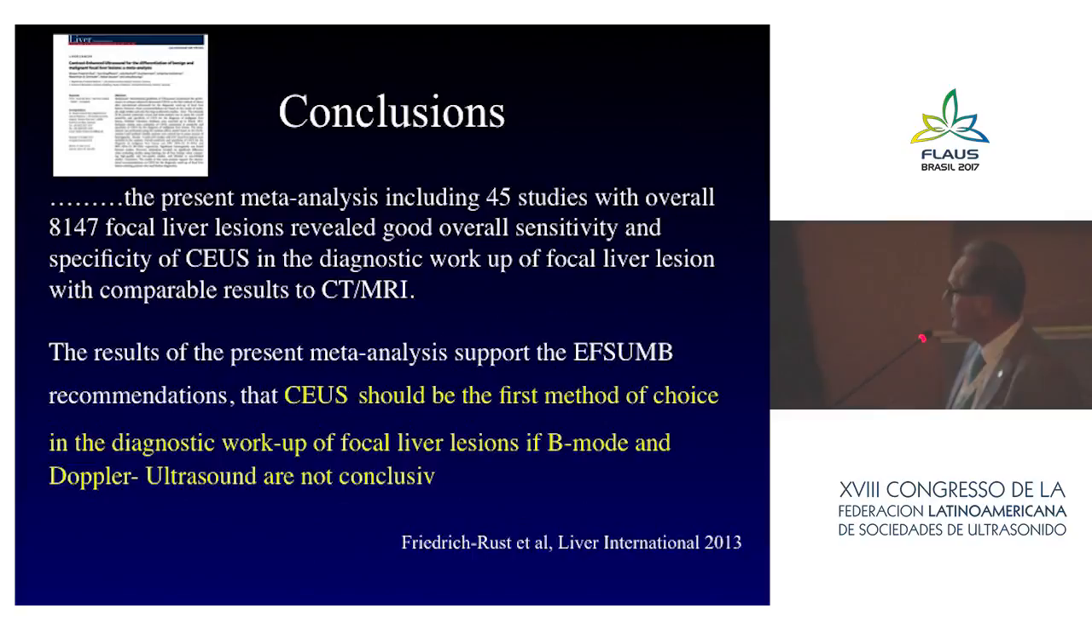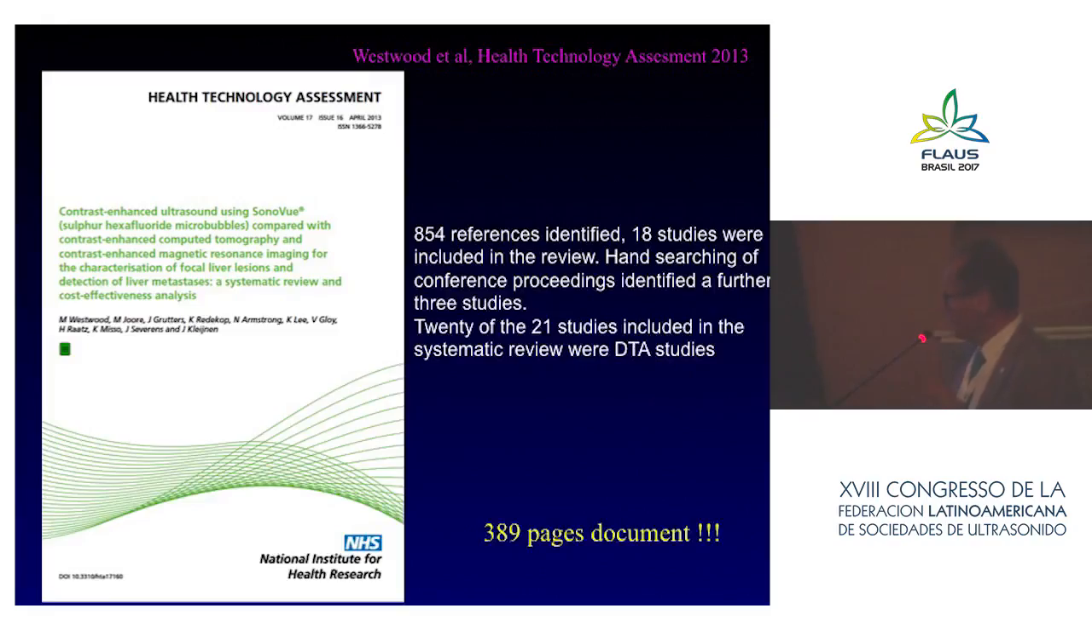These are the biggest systematic reviews, and I just want to deal a little bit with this. One of them, from the German study in 2013, says CEUS should be the first method of choice in the diagnostic workup of focal liver lesions if B-mode and Doppler ultrasound are not conclusive. They looked at 45 studies with a total of more than 8,000 liver lesions, and this is their conclusion. This is also what the guidelines are based on.